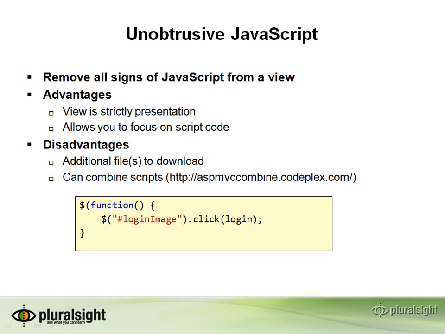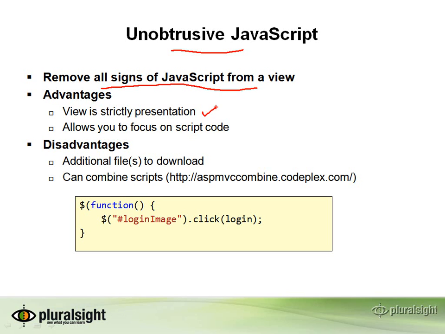A topic we touched on in the Ajax module of this course was how to practice unobtrusive JavaScript. Unobtrusive JavaScript is removing all signs of JavaScript from a view, so it's not intruding into that declarative markup that you have inside of a view. The advantage to unobtrusive JavaScript is that your view again becomes strictly about presentation. It's about the HTML and the things that you need to display to the user.